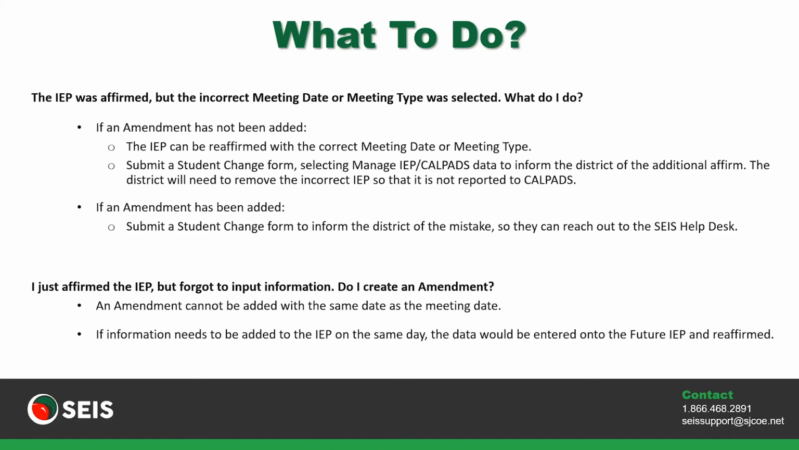Now that sounds simple, but that can only be done if nothing else has been done after that. An amendment hasn't been created or anything else. This is if you just affirmed and you realized that you made a mistake. That is when you can go back and update that meeting date, meeting type, reaffirm, and then you will need to submit a student change form to your district to alert them, hey, I reaffirmed this meeting because it had the incorrect date. So that way they can remove that transaction from being reported to CalPADS.